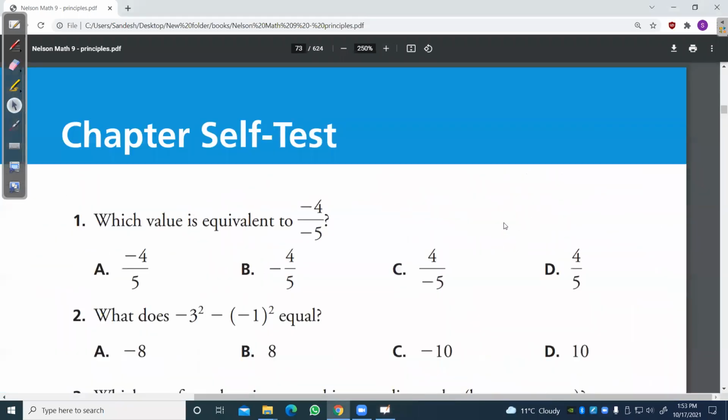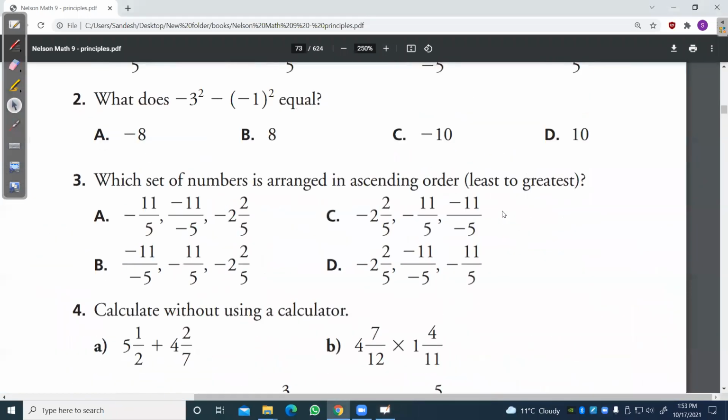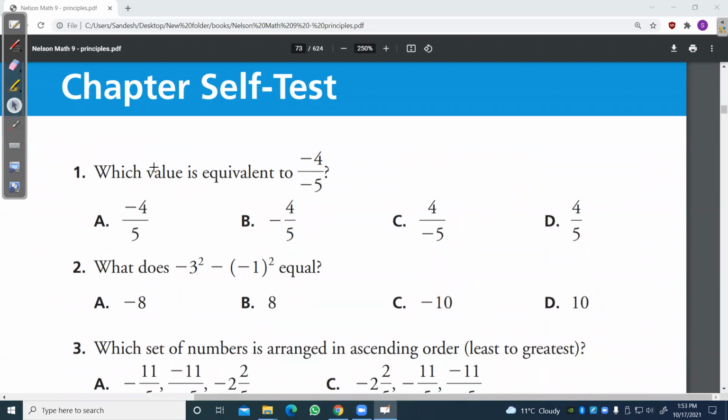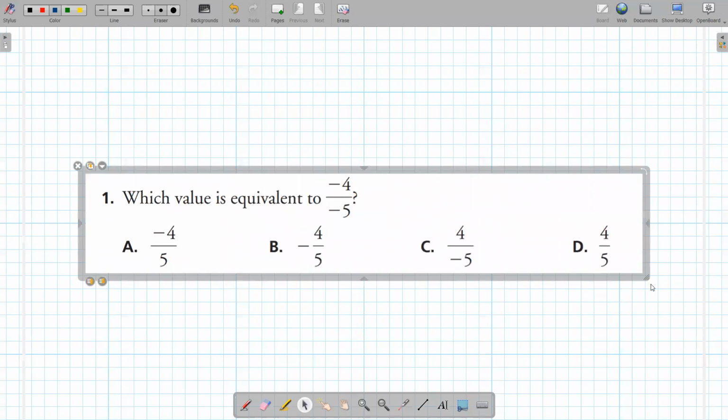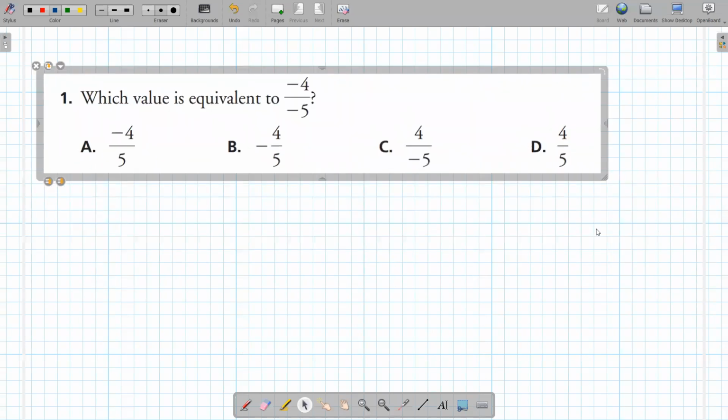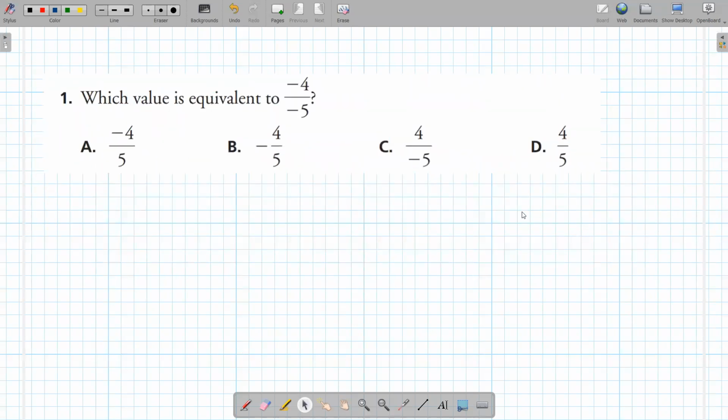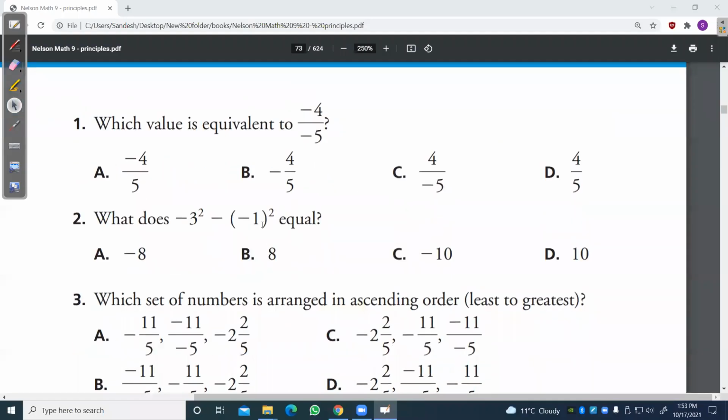That makes sense, yeah? Okay, let's do a quick chapter test here. So there's only one right option. D. Yes. What about number 2?